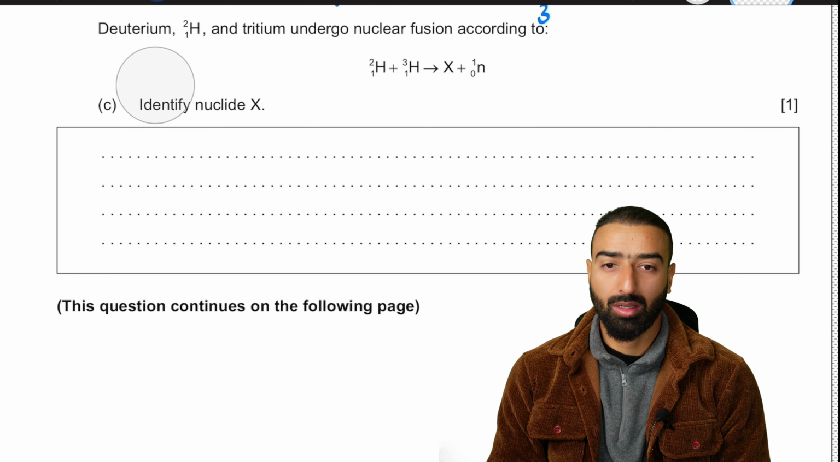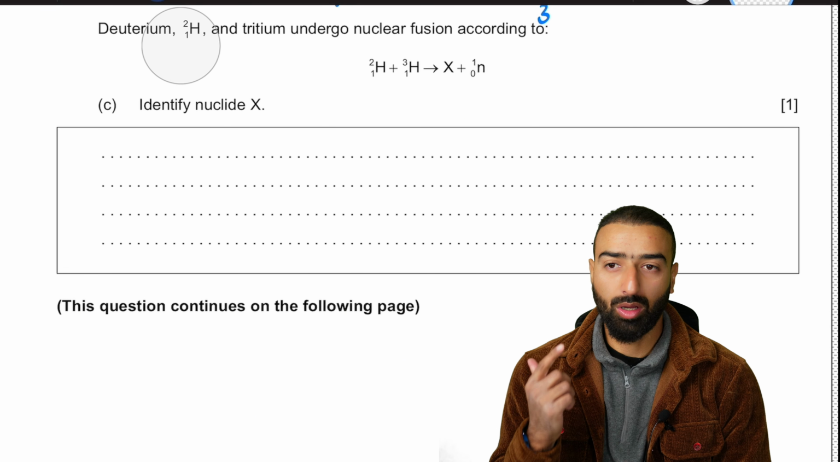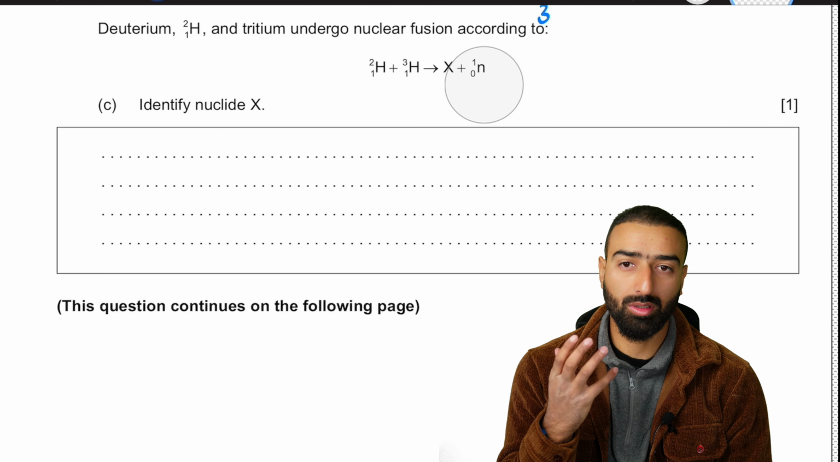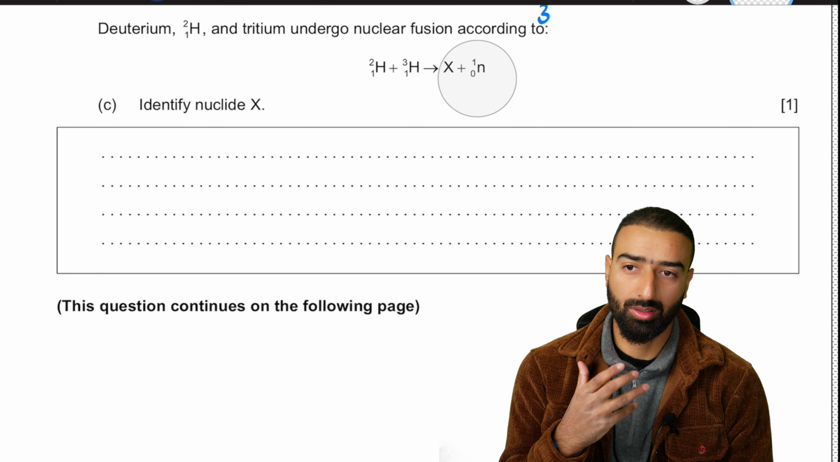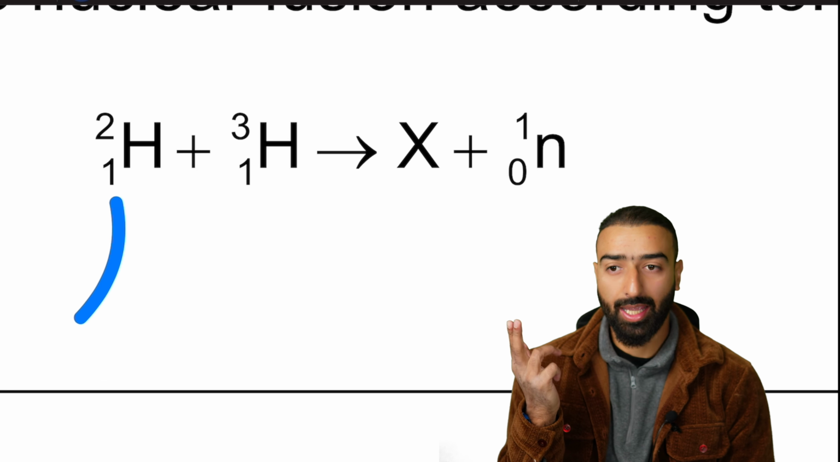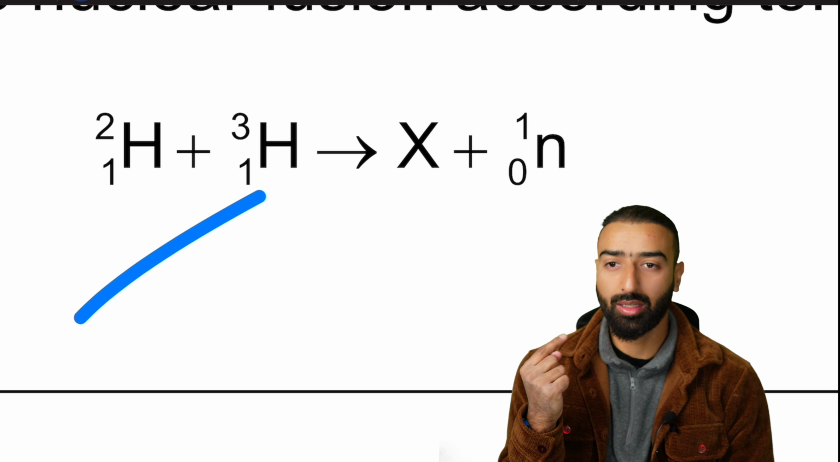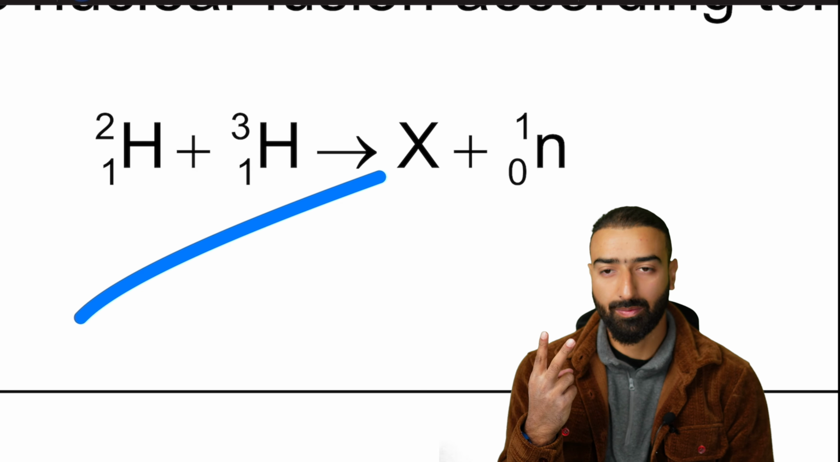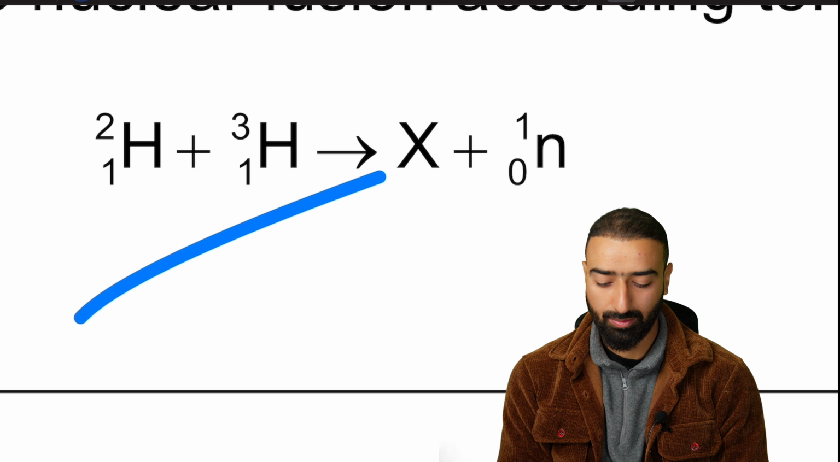Deuterium, another isotope of hydrogen. It has 1 proton and 1 neutron. And tritium undergo nuclear fusion according to this reaction. Identify nuclide X. Focus on the reactants. We observe we have a proton here, proton here. So X must contain 2 protons. Okay, so let's write that down.